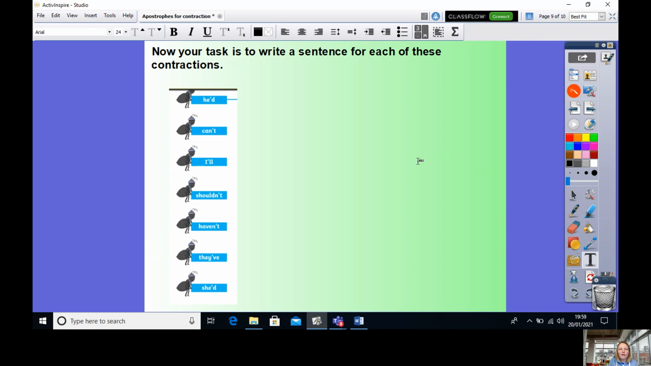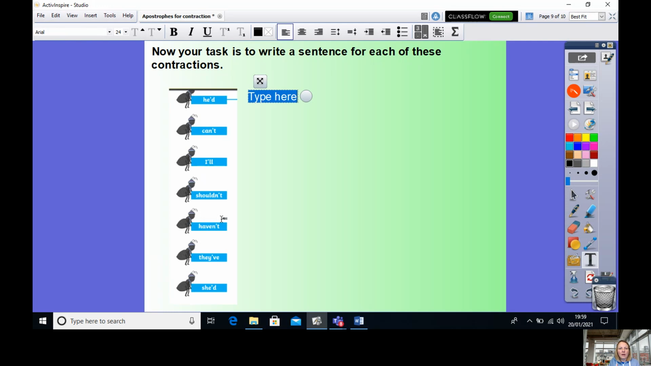Okay, welcome back. Your final task for today. Okay, so it says now your task is to write a sentence for each of these contractions. So your final activity is to write 7 sentences. So again, if you're working on the worksheet on Teams or the website, the boxes are there next to the words for you. If you're doing it in your book, just write 7 sentences out and put each word into one.